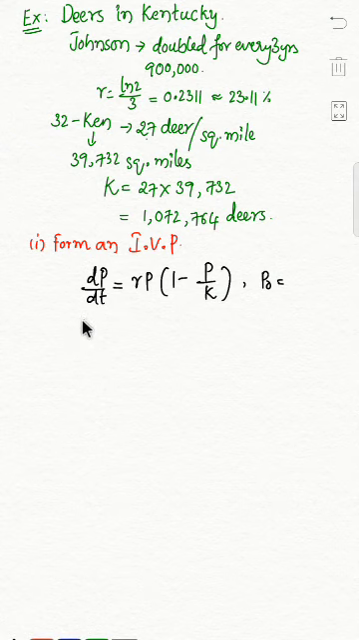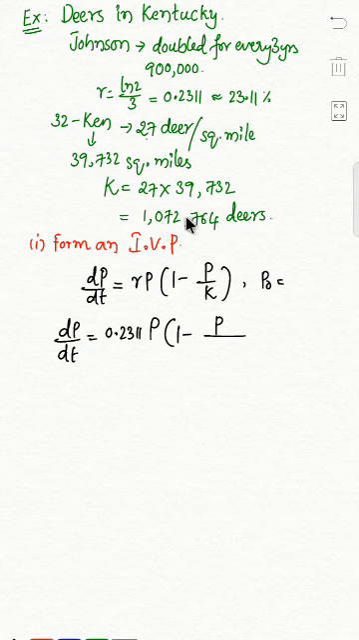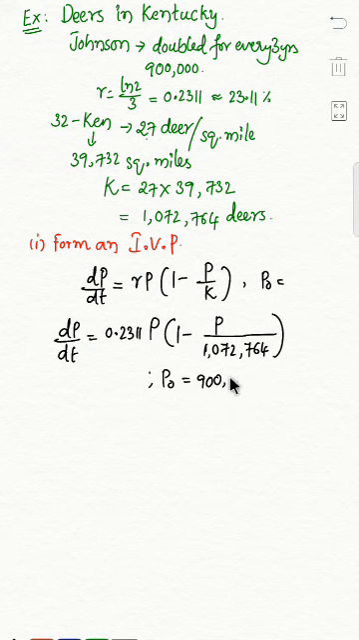So what is that problem? dp by dt is equal to r, which is given as 0.2311, into p times (1 minus p by the carrying capacity 1,072,764 deer), with the initial condition p naught equal to 900,000 deer.